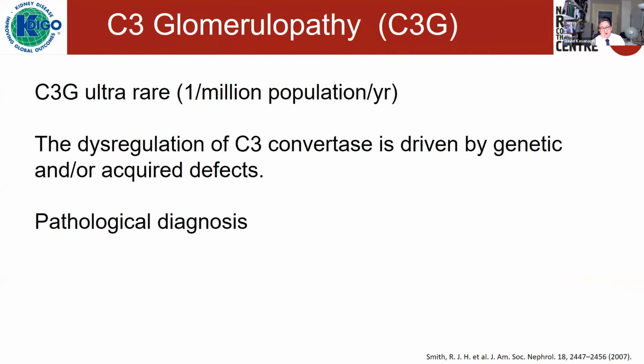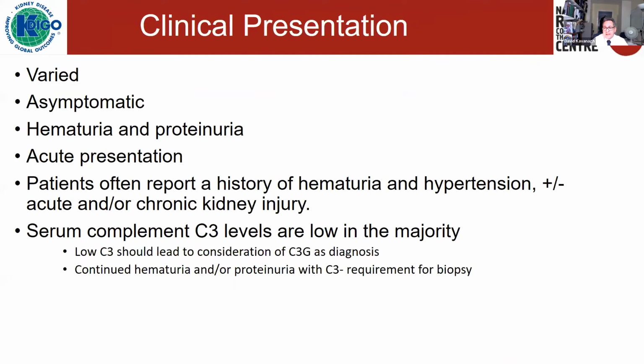C3G is pretty rare, 1 per million population per year, and it can either be genetic, rarely, or acquired, and you need a biopsy to make the diagnosis. The clinical presentations are varied. It may be asymptomatic. You might present with microscopic hematuria, or proteinuria, or you might present with the classic signs of a glomerulonephritis. One of the key features clearly is a low C3 level, which would be low in the majority of cases, and that should lead to the consideration of C3G as a diagnosis.